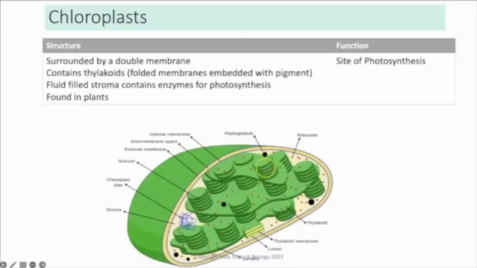And these foldings stack up to look a bit like coins, and we call those stacks the grana for plural or granum for singular. And you also have this fluid, which is shown in this beigey orange colour, which contains lots of enzymes needed for photosynthesis. So this is the site of photosynthesis.